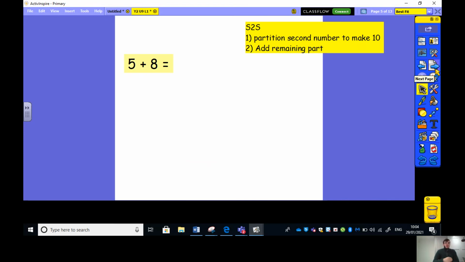I'm going to show you a strategy called make 10, which helps me add single digits, to add on a single digit like 8, like 4, like 5. There are 2 steps to success. I need to 1, partition the second number to enable me to make 10, and 2, add the remaining part. And you might be thinking, what do you mean? Well, I will show you now.